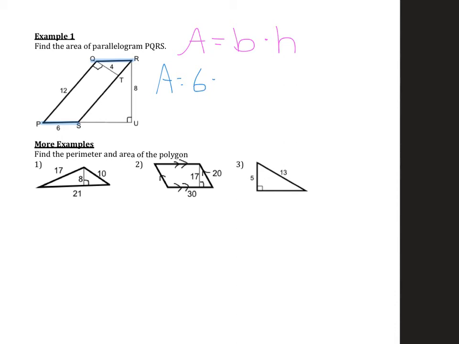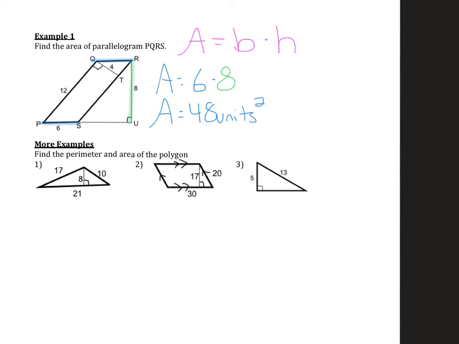If we're using those bases, then the height has to be the perpendicular distance between those that we outlined. So the height, the perpendicular distance between those bases that are 6, is 8. Okay, so knowing that, we would say our area is 48 units squared.